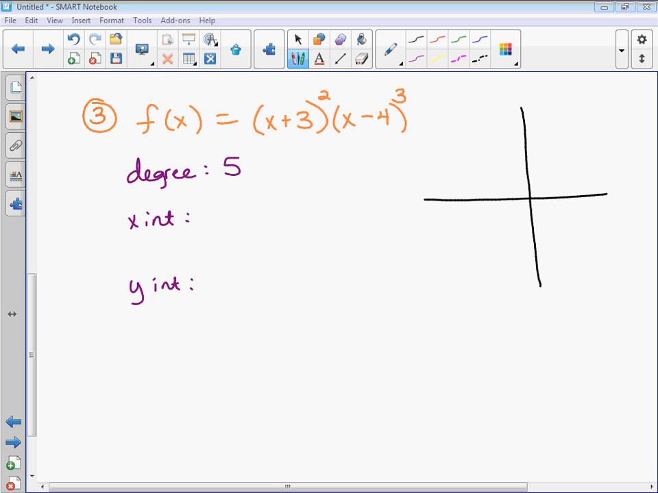The y-intercept? So it's really 3 squared times negative 4 cubed. So your y-intercept is, well, it's negative, but otherwise it's a very big number. I actually don't know, so I guess 64 times 9, right?